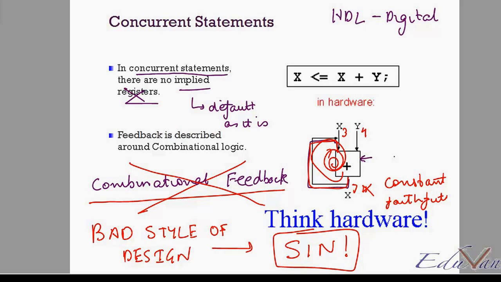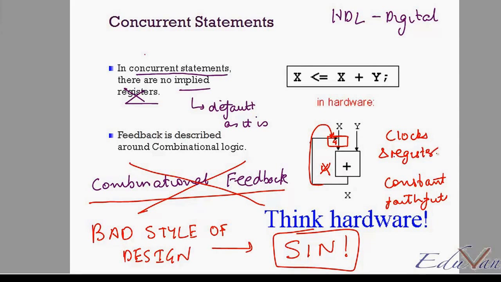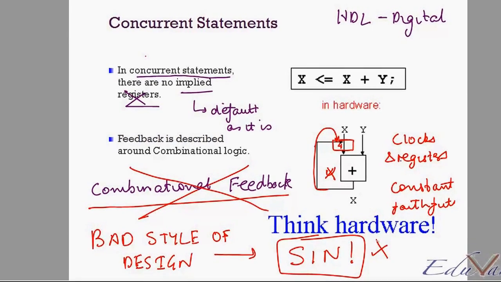Well, then the question in your mind must be, how do I solve this problem? We will see this in a future lecture, but I'll just give you a brief preview that you would insert a storage element or a register which will store the value, and then you can decide when you want to store this new value so that you don't keep running around in circles. This we will see when we learn clocks and registers. So again, combinational feedback is a sin. Do not do this, please.